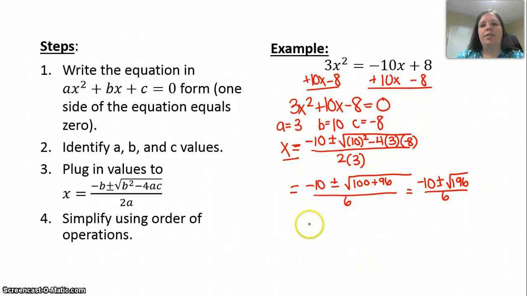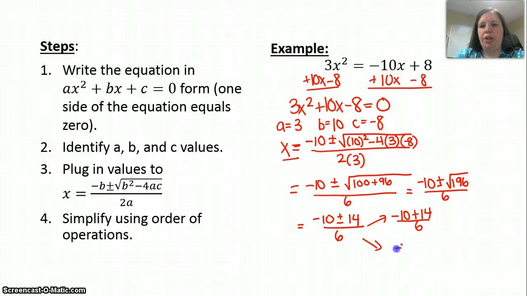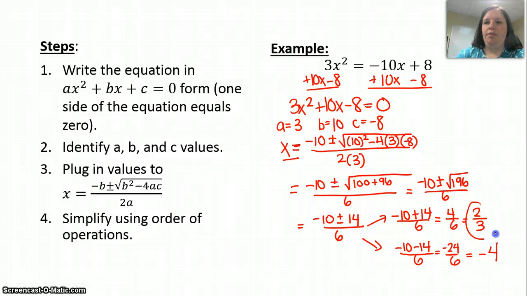And square root of 196 can be taken. This is 14. So I can now get my two answers. I'm going to add to get one of them, and I'm going to subtract to get the other. So that gives me 4 over 6, which is 2/3. And that gives me negative 24 over 6, which is negative 4, which I believe, check back, go back to the other video, were the answers I got there as well.